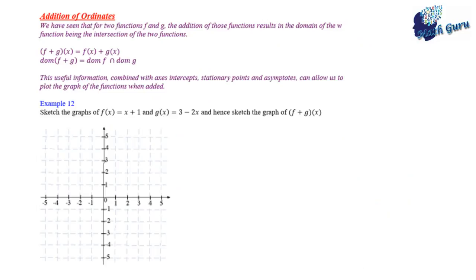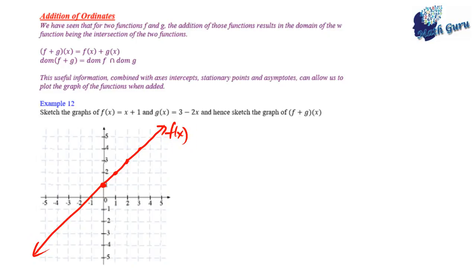Okay, addition of ordinates. Now this is probably the most hated subject by most students who do Methods. It's actually not that hard, but it's the concept that you've got to get used to. So when you add two functions together, basically all you've got to do is add each particular function's y values together. So if we have a look here, if I've got sketch the graph of f of x equals x plus 1, we know that goes through 1, it has a gradient of 1, so it's going to be a straight line, something like that. So that's f of x.